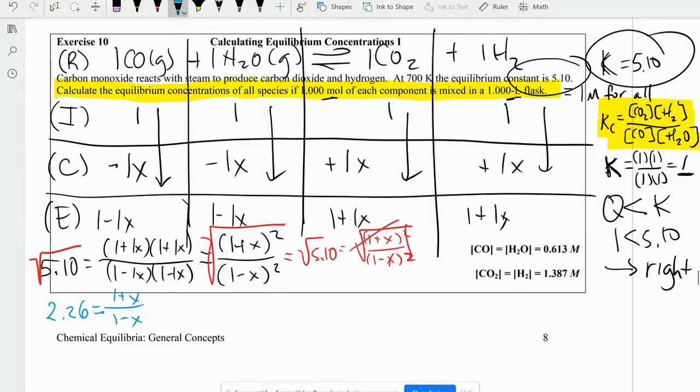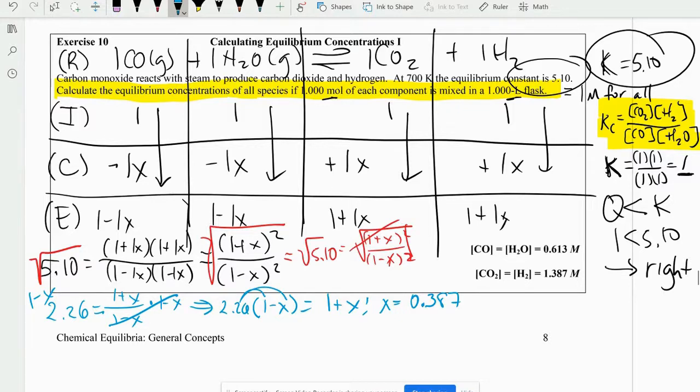Do you see how we've simplified it this far? All right, we're trying to get x all by itself. That is our goal. Let's go ahead and get that denominator, 1 minus x, out of the way. So I'm going to just rewrite that. I'm going to have 2.26 times (1 minus x) equals 1 plus x. I'm going to tell you that you should get x equals 0.387. All right, well, now you have x.